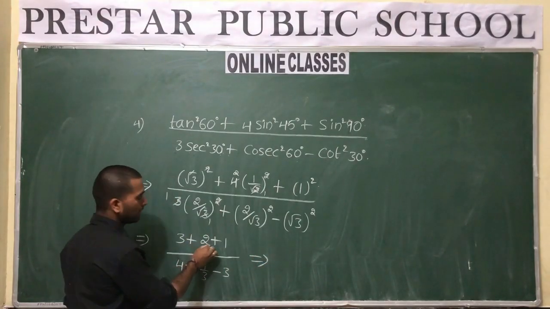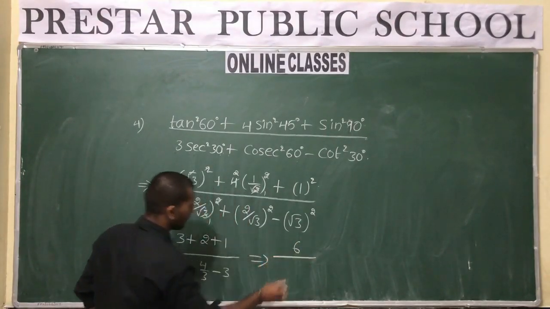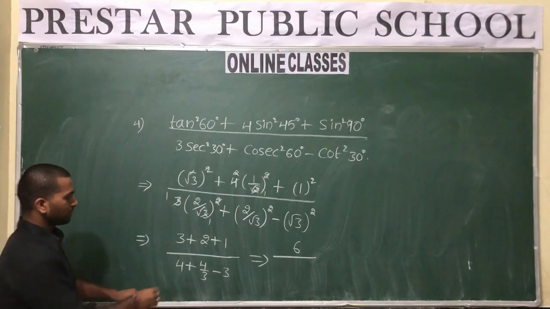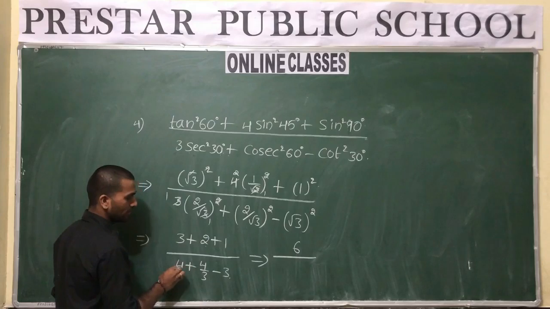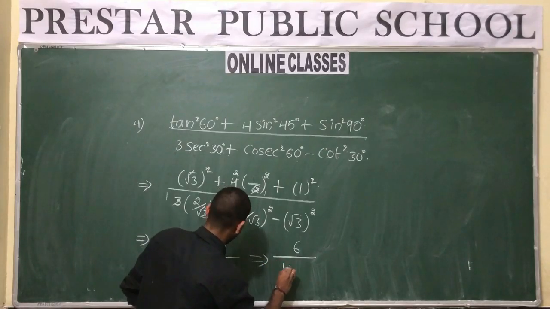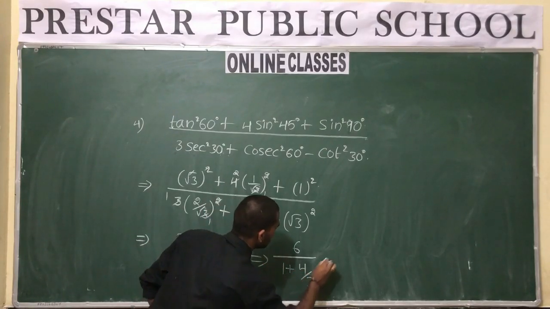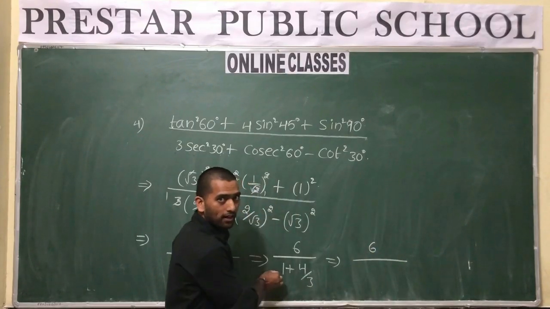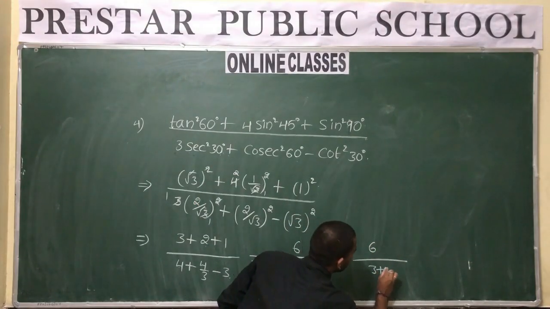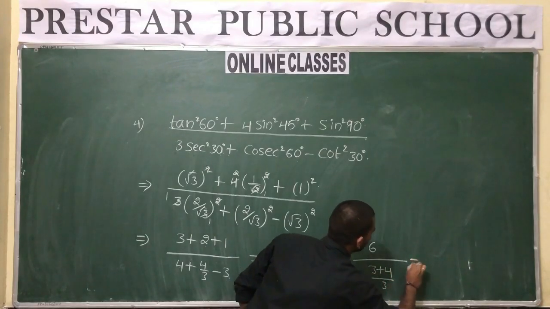3 plus 2 is 5, 5 plus 1 is 6, 6 upon, see LCM. Otherwise 4 minus 3, we are just writing the constants directly. 4 minus 3 is 1, plus 4 upon 3. Again, 3 ones are 3. 3 plus 4 upon 3.